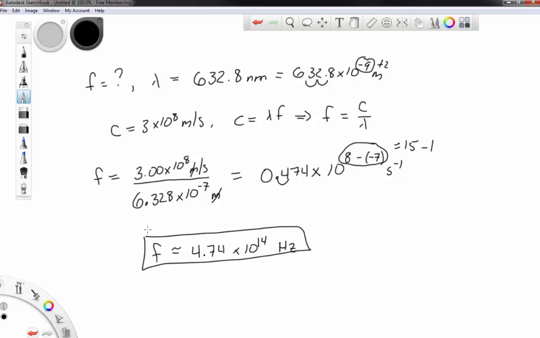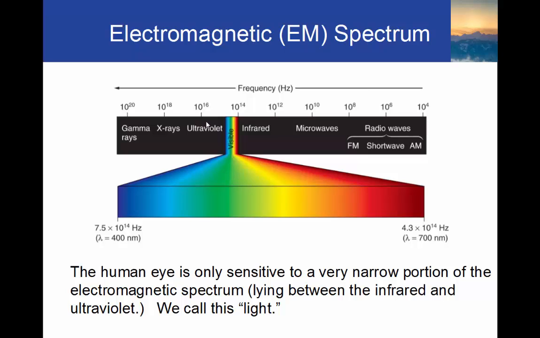Okay, so as a quick double check for that, we might want to look at this figure 6.7 from Shipman, Wilson, Higgins, and Torr's Physical Science 14th edition. Again, this is figure 6.7. We got 4.74 times 10 to the 14. So the question is, does that fall somewhere in this visible range?